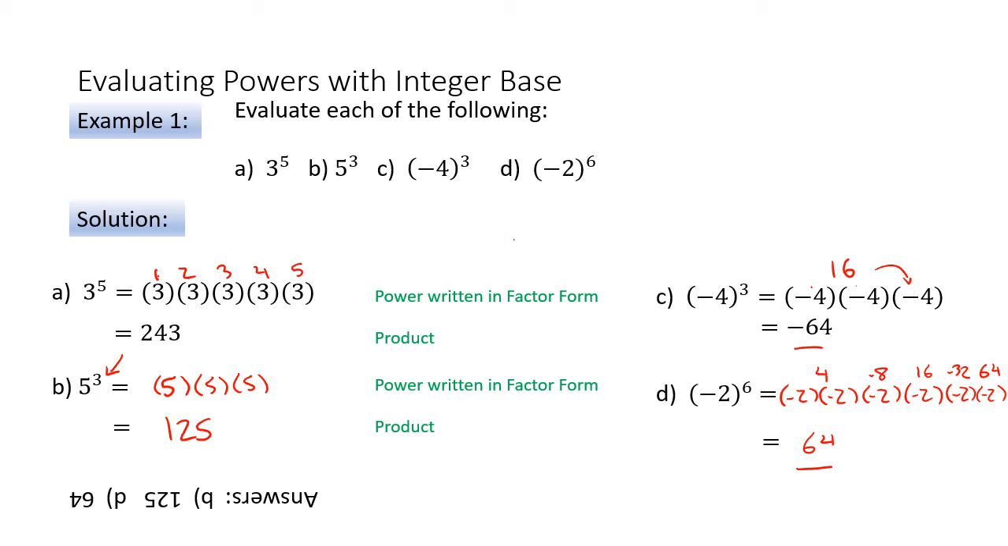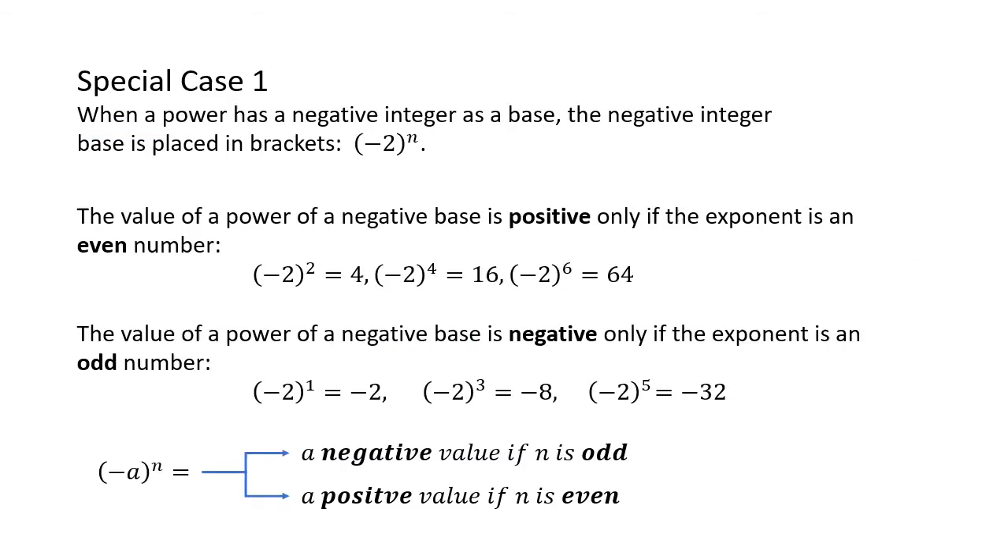And the reason that this is the case, I'm going to talk about it in the next slide, is if you have a negative number in brackets and it's raised to an odd numbered exponent, 1, 3, 5, 7, 9, etc., your answer will always be negative. If it's raised to an even numbered exponent, 2, 4, 6, 8, 10, and it keeps going, you'll get a positive number, okay?